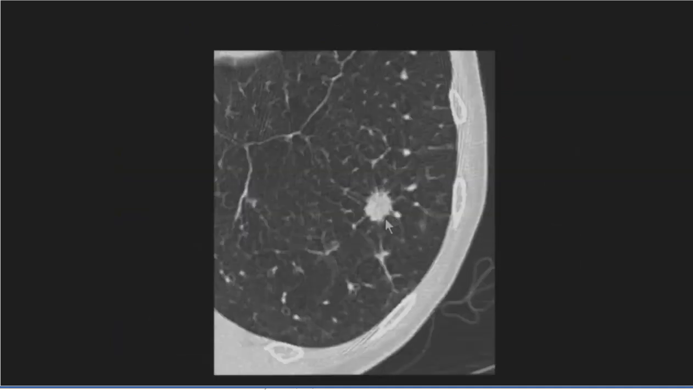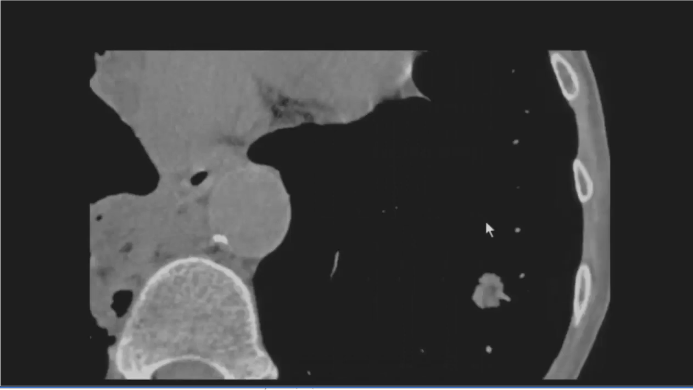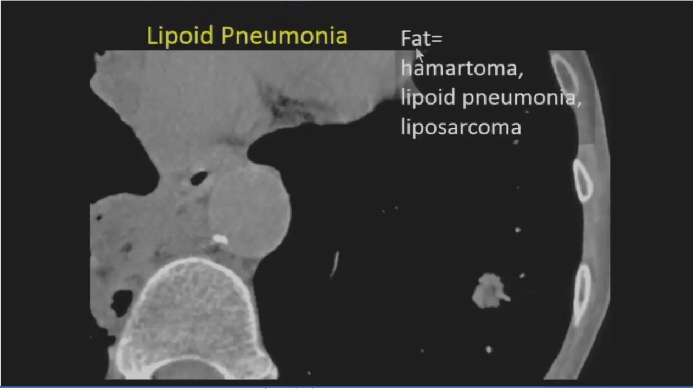This spiculated nodule can be characterized further with the use of thin section soft tissue algorithm images, with reduced image noise. We can see the fatty attenuation within the lesion. This patient had these large densities with some fat, had lipoid pneumonia, but we can nicely say that this nodule was part of the lipoid pneumonia due to the fat. And the fat differential is that of a hamartoma, lipoid pneumonia, and liposarcoma. Of course, clinical history is key.